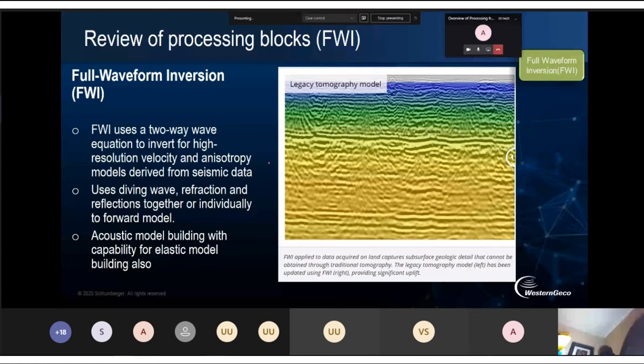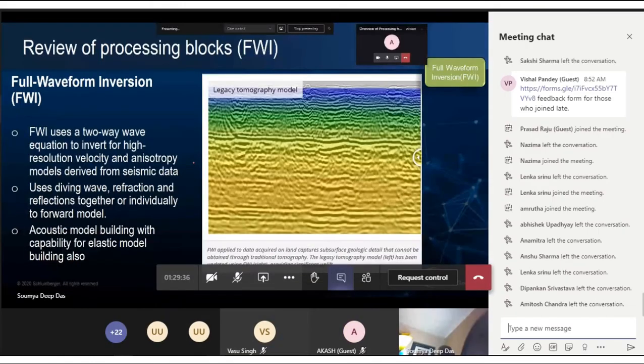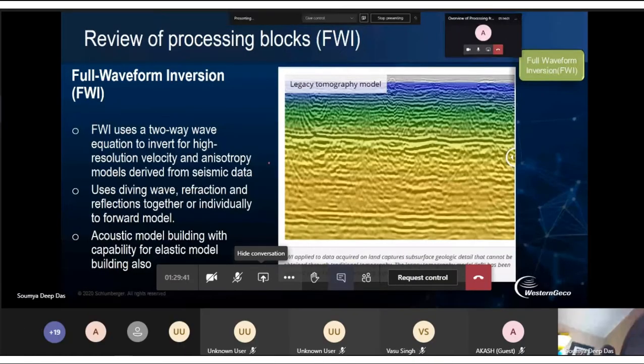Okay, so here I have an example of a legacy tomography model, and this is the FWI updated model, and you can see how thin layers are modeled. The velocity model has come up so nicely. It can be reflection FWI, refraction FWI, or diving wave FWI. It is all kinds of information together or separate. We can do it.